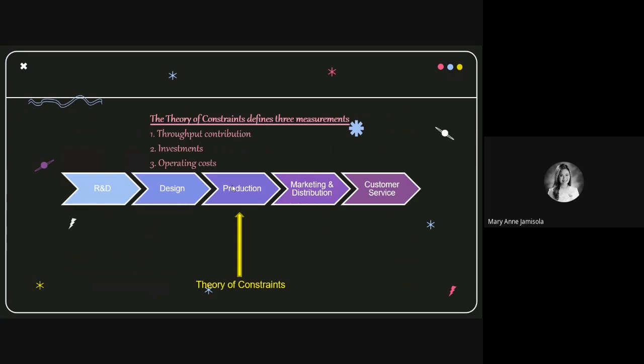The theory of constraints defines three measurements. First is the throughput contribution, then investments. Investments here is actually the sum of materials costs in direct materials, work in process, and finished goods inventory. It also includes research and development costs and costs of equipment and buildings. Then it also measures operating costs, all costs of operations other than direct materials incurred to earn throughput contribution. So operating costs include salaries and wages, rent, utilities, and depreciation.